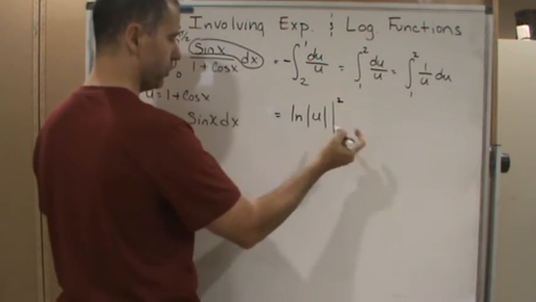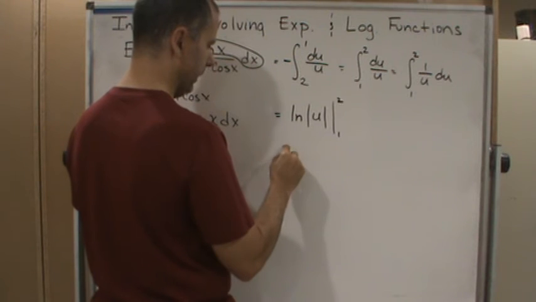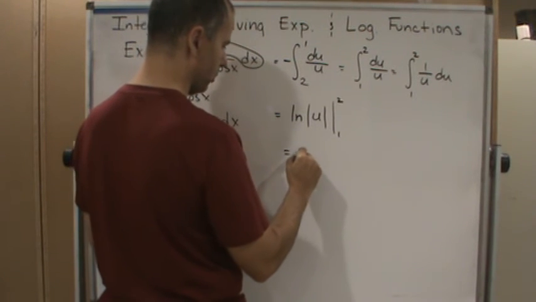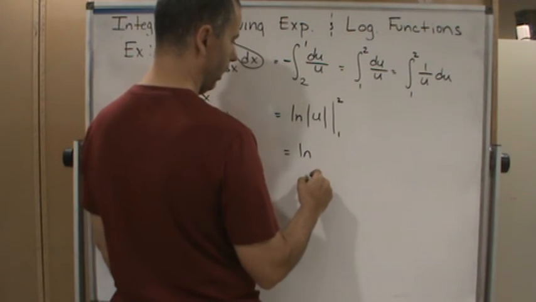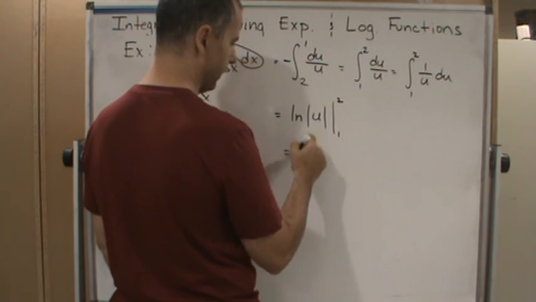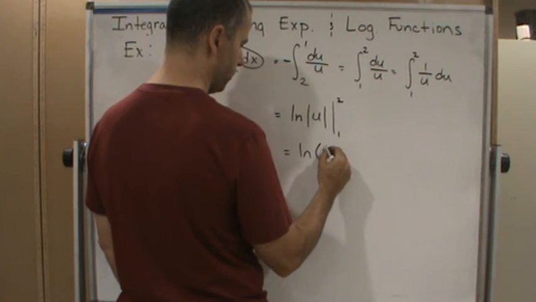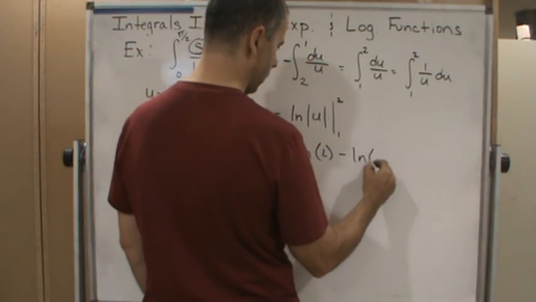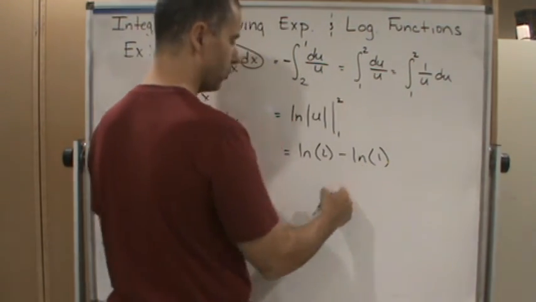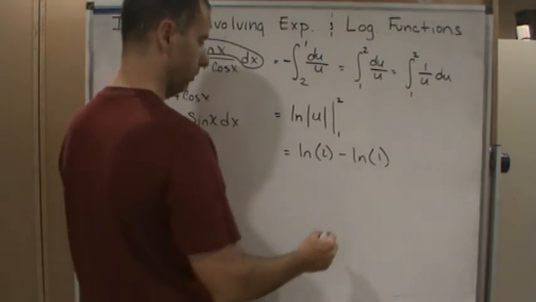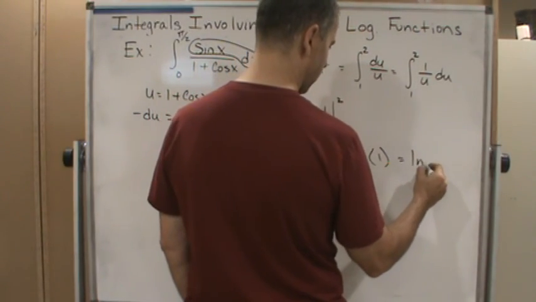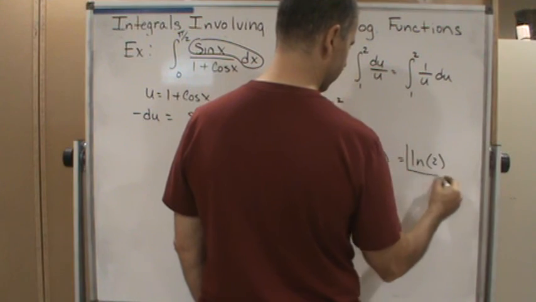So now all we have to do is use the fundamental theorem of calculus. And so what do I get? I get the natural log of, well, since these are both positive, I can just drop the absolute value sign. So it's the natural log of 2 minus the natural log of 1. And what's the natural log of 1? 0. So this is just the natural log of 2, and we're done.